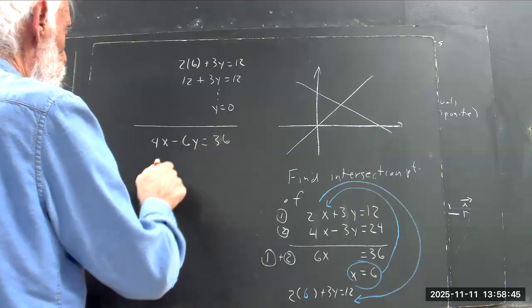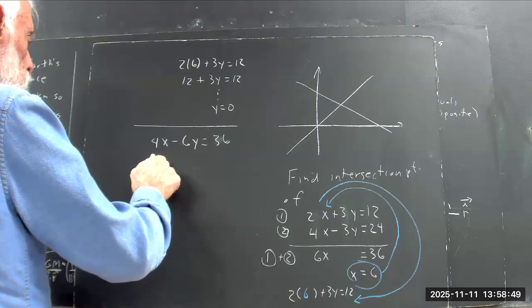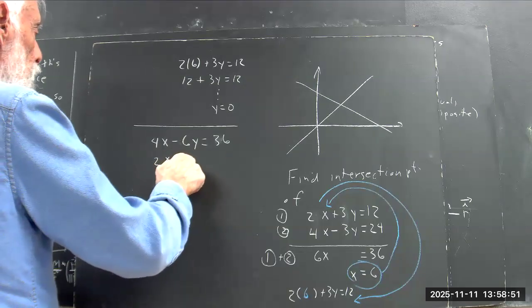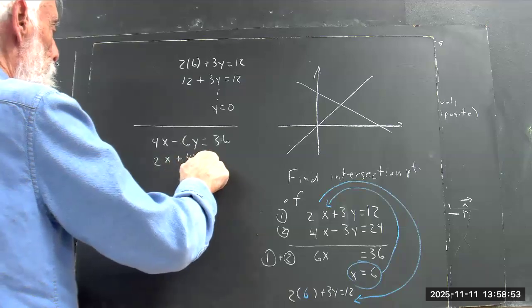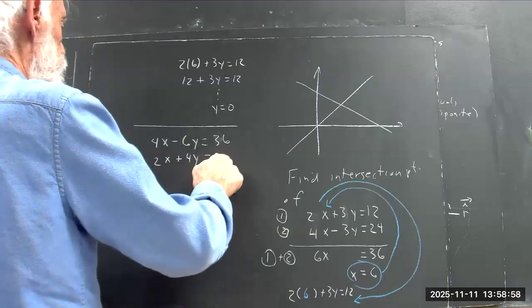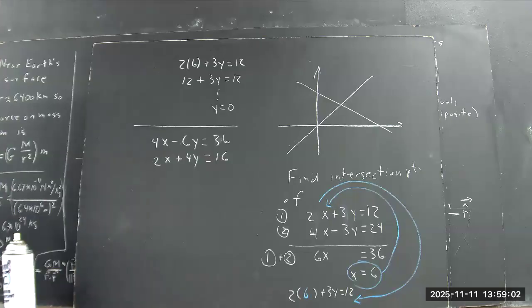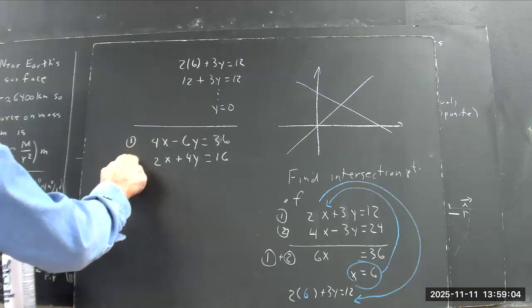Okay, we'll say 36. And 2x plus 4y equals 16. Okay, here's equation 1, here's equation 2.